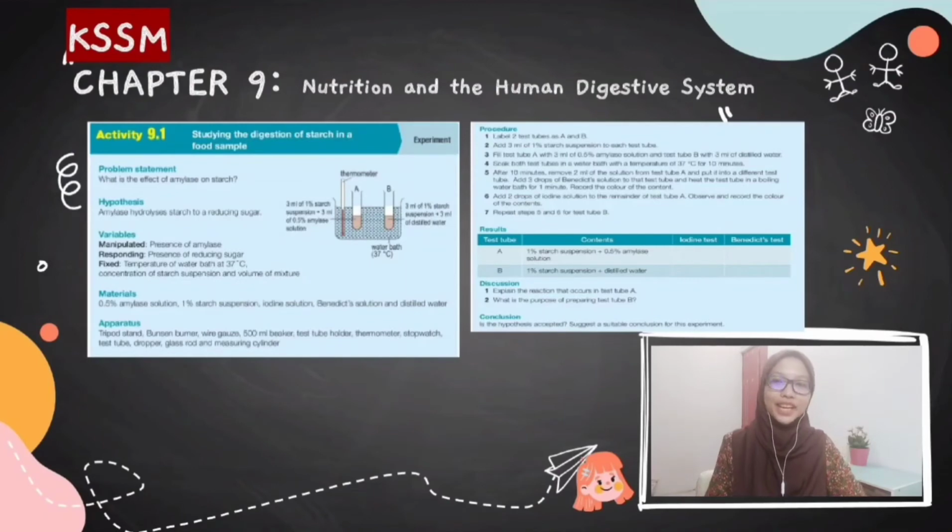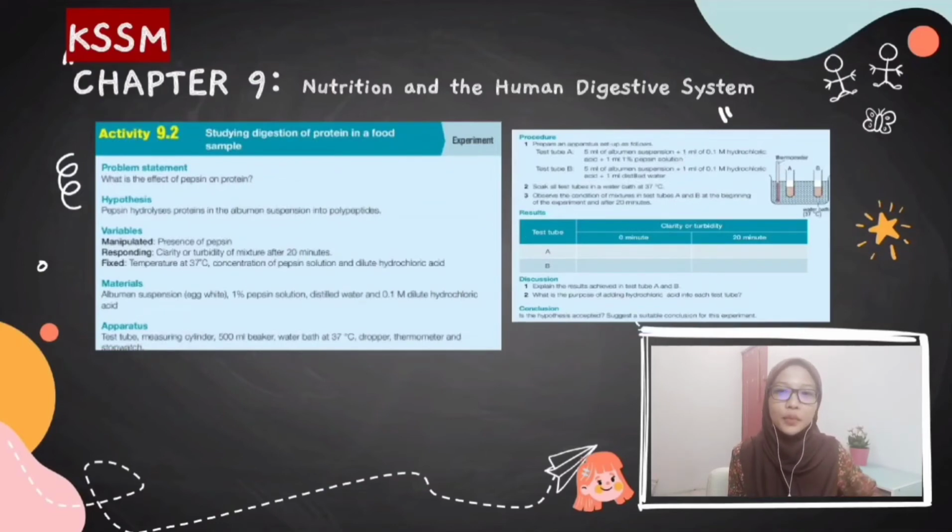Next, in Chapter 9 KSSM, Nutrition and Human Digestive System. Activity 9.1 is a compulsory experiment that needs to be done by the students to study the digestion of starch in a food sample. Students will be able to see a reaction occur in the food sample when it is tested by using iodine solution and also Benedict solution. It is quite a simple experiment.